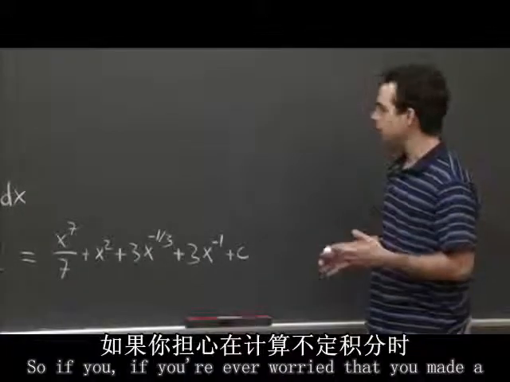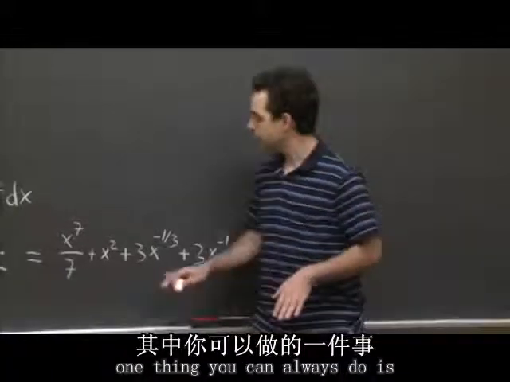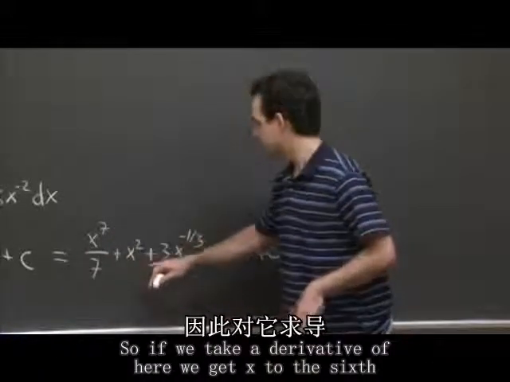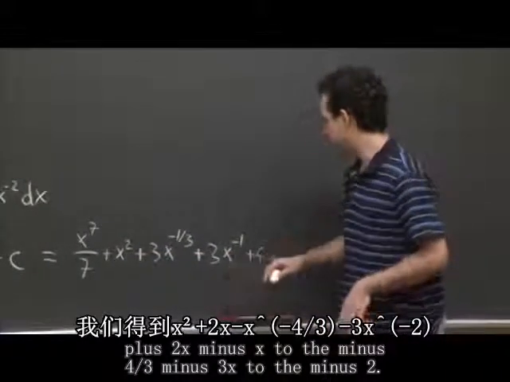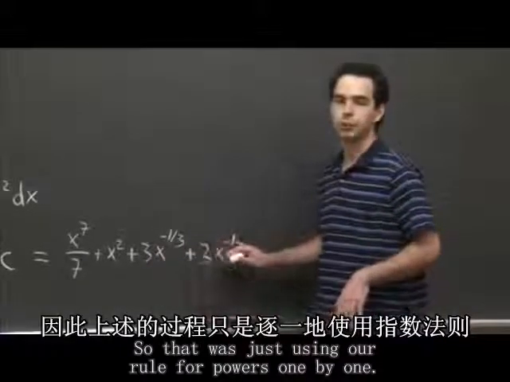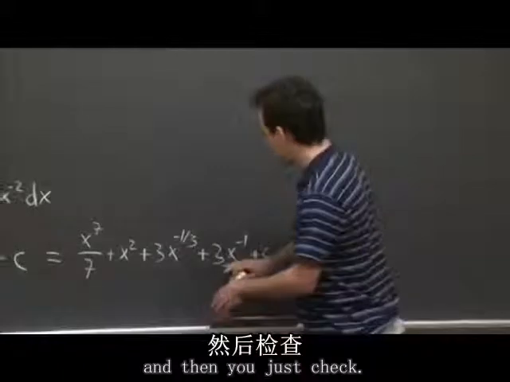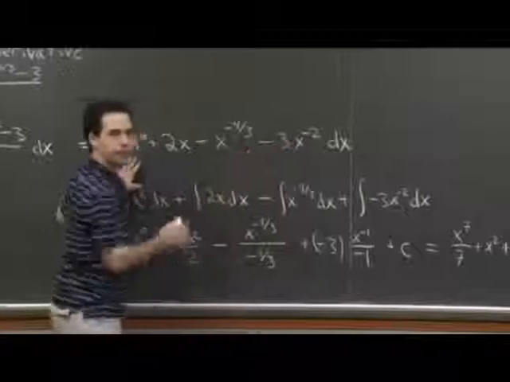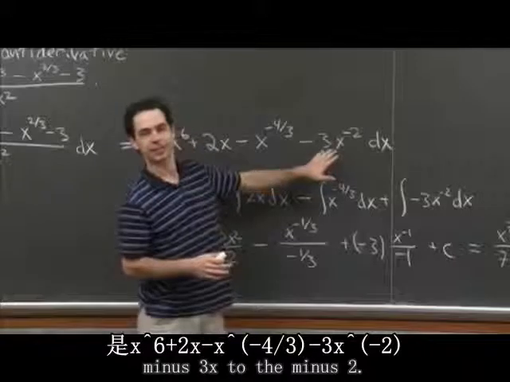So if you're ever worried that you made a mistake computing an antiderivative, one thing you can always do is take a derivative of what you've got at the end. So if we take a derivative here, we get x to the 6th plus 2x minus x to the minus 4/3 minus 3x to the minus 2. OK? So that was just using our rule for powers one by one. And you say that out loud or write it down, and then you just check, right? So I said that. So that's exactly the same thing we've got right here. Yeah? So x to the 6th plus 2x minus x to the minus 4/3 minus 3x to the minus 2.